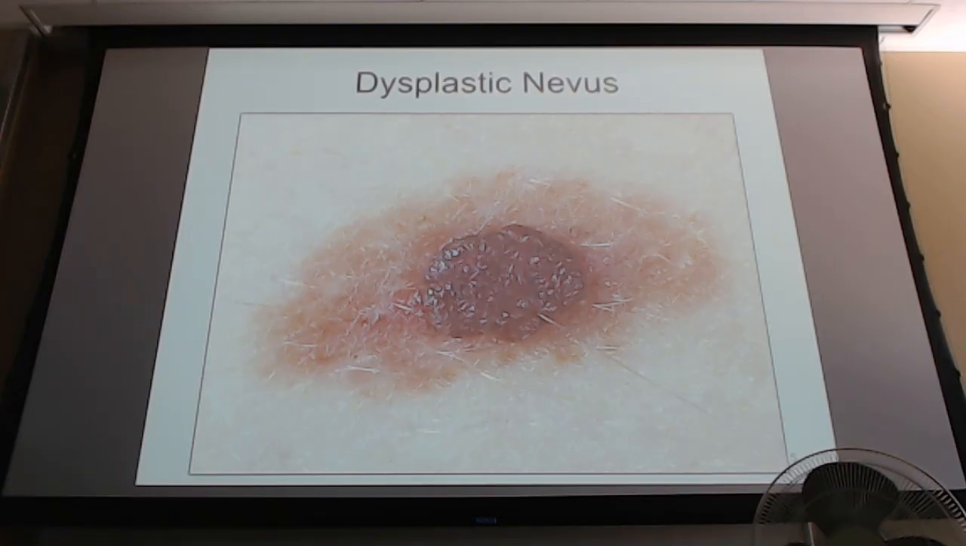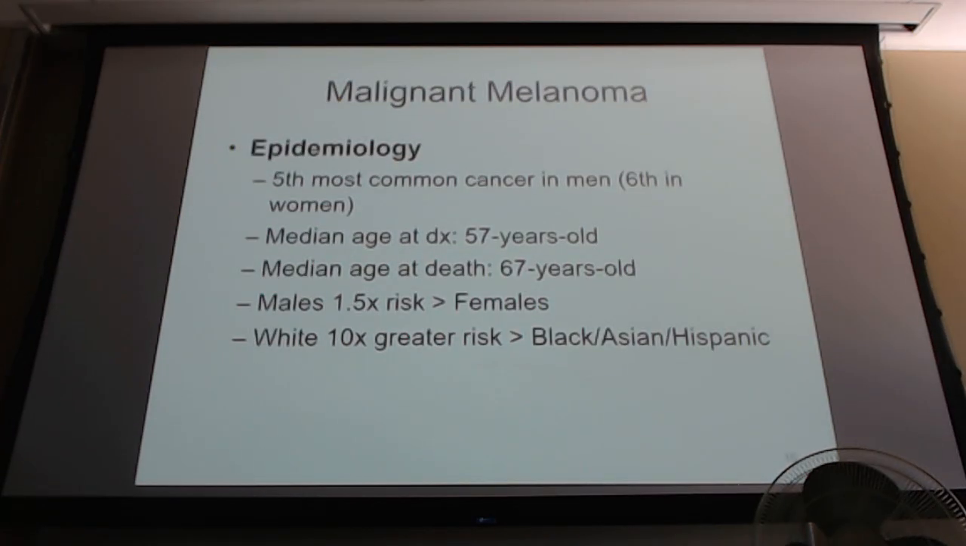Now let's get into the malignant melanomas, the bad stuff, okay? The death stuff, cancer. First off, we're going to go through some of the statistics out there, okay? So malignant melanoma, regardless if it's one of the four, is the 5th most common cancer in men and the 6th most common cancer in women. Median age, 57. Death, 67.